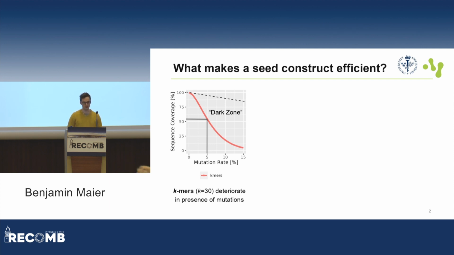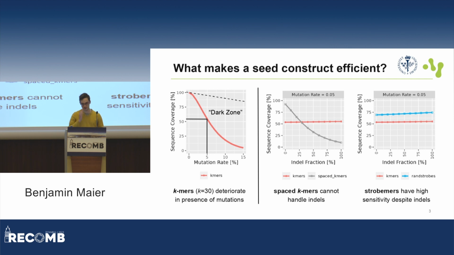So if we seed a sequence with k-mers of length 30 for different mutation rates denoted on the x-axis, we can observe that already for a mutation rate of 5%, we are only able to cover around 55% of the sequence, while still 95% of the sequence is conserved, so we are not able to detect this dark zone, and this increases further in presence of mutation.